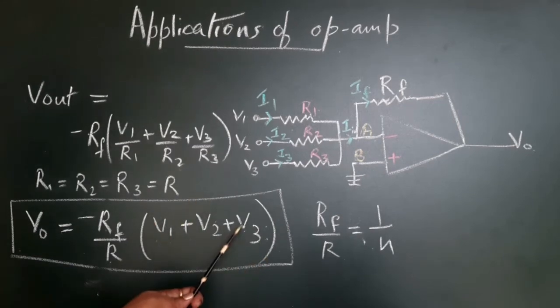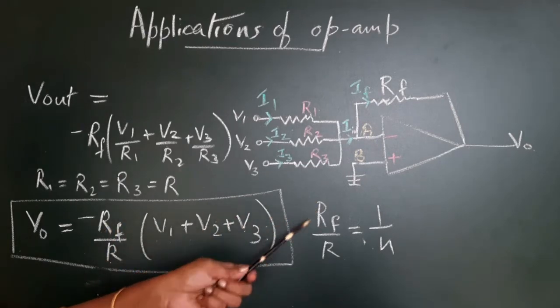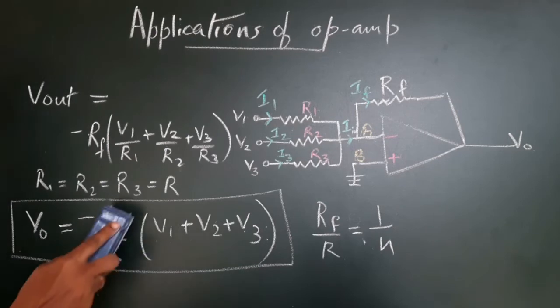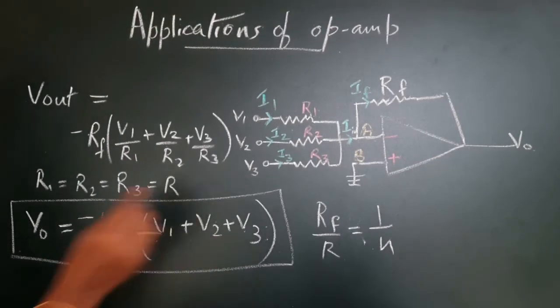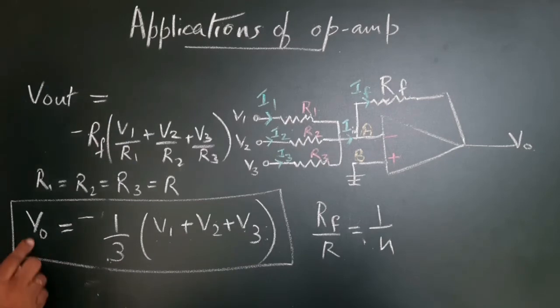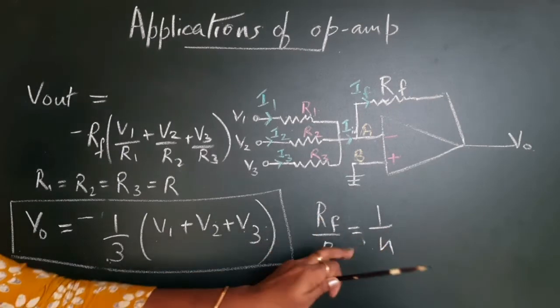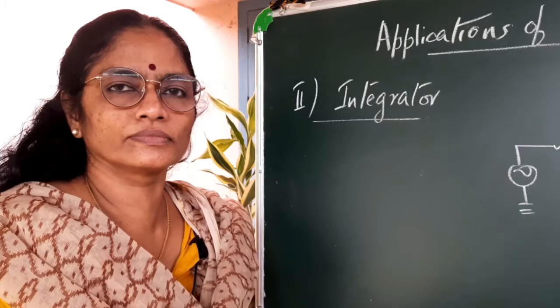Here we have got 3 inputs, so you can put N as 3. So, if we choose RF by R is equal to 1 by 3, then this equation would become 1 by 3 into this. So, that would mean this is now an averaging circuit. So, if you choose RF by R is equal to 1 by N, where N is the number of inputs, then it can act as an averaging circuit also.